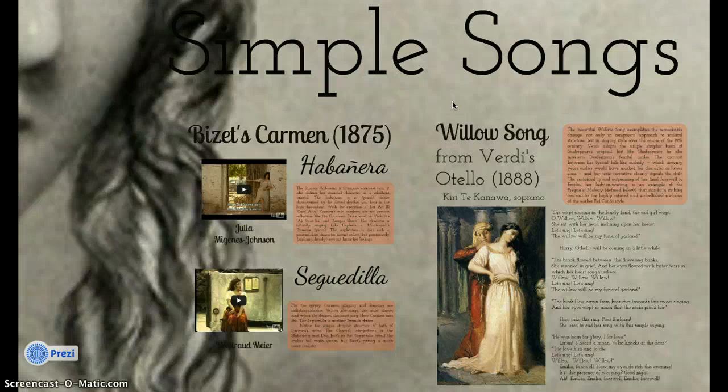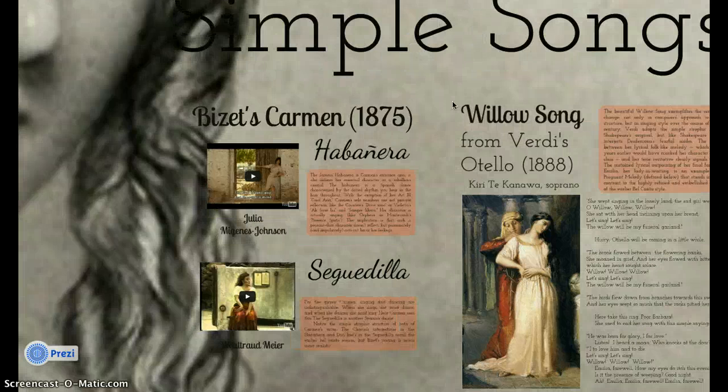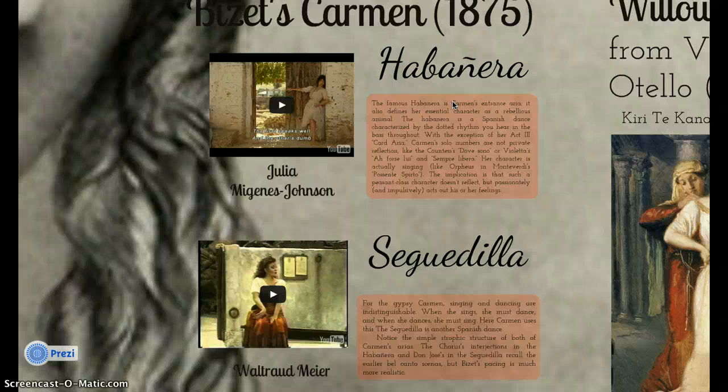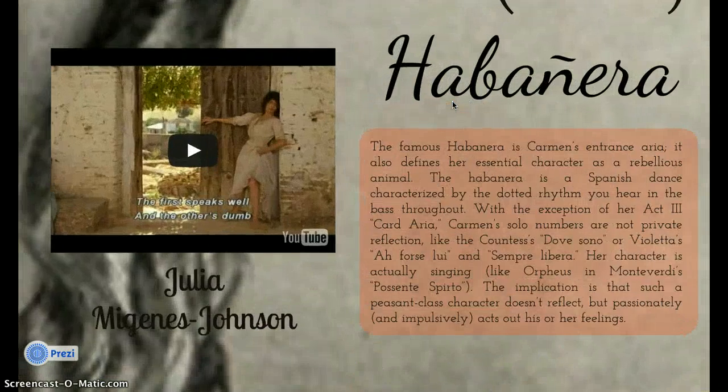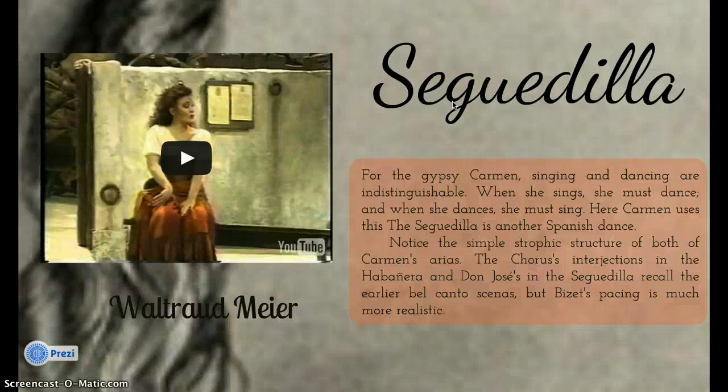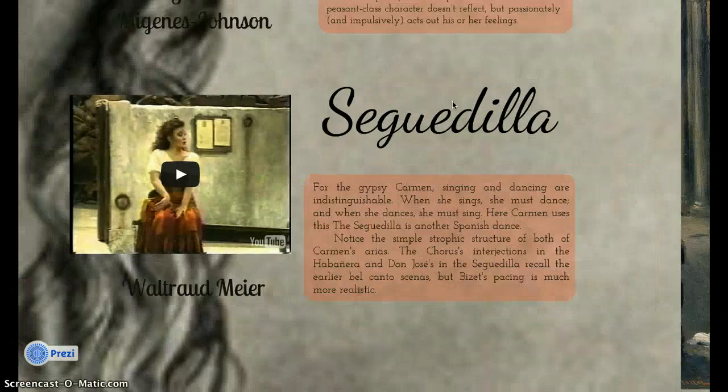So everyone knows the habanera. Showing two different Carmens, two different productions. One, a wonderful film by Ponnelle with Julia Migenes-Johnson singing the habanera, and then with Waltraud Meier in the Metropolitan Opera production from about 20 years ago, singing the seguidilla.